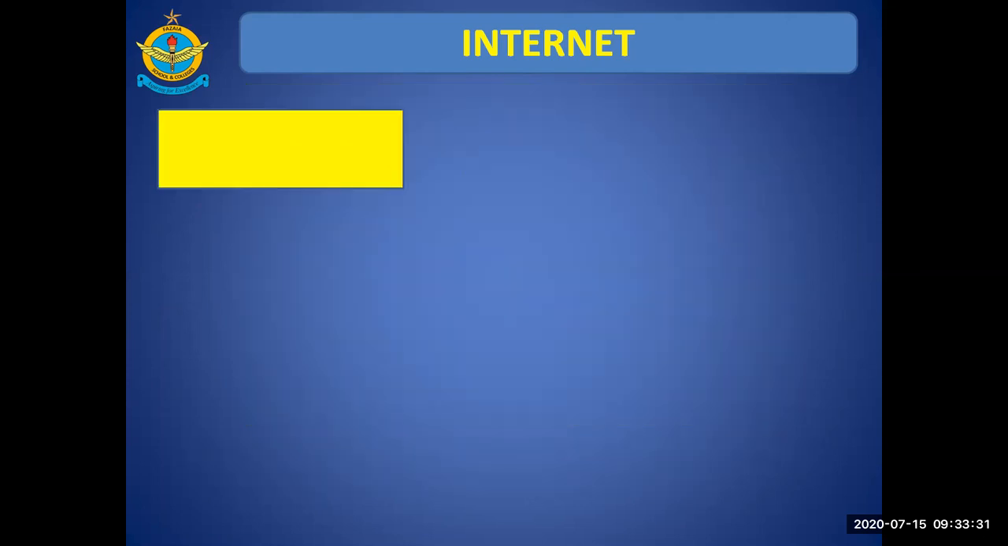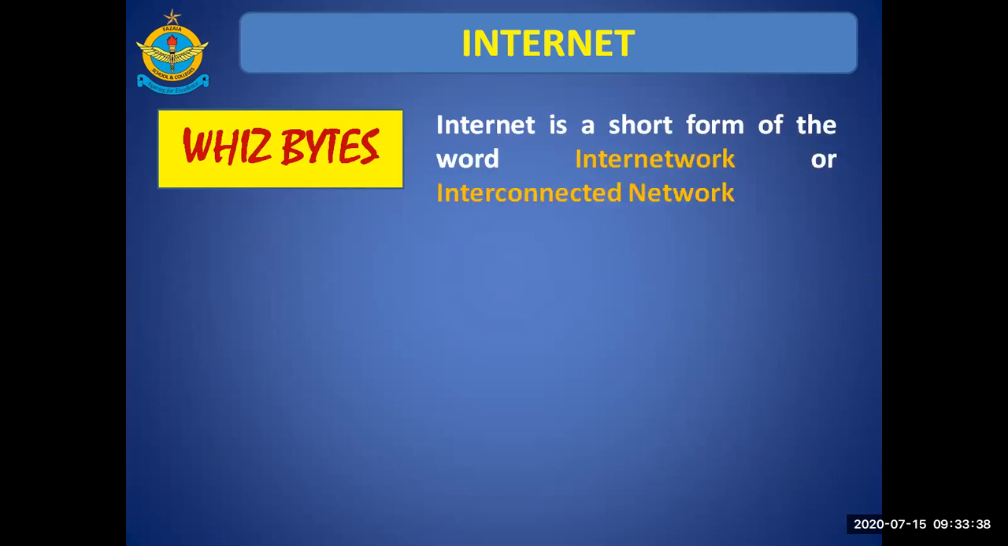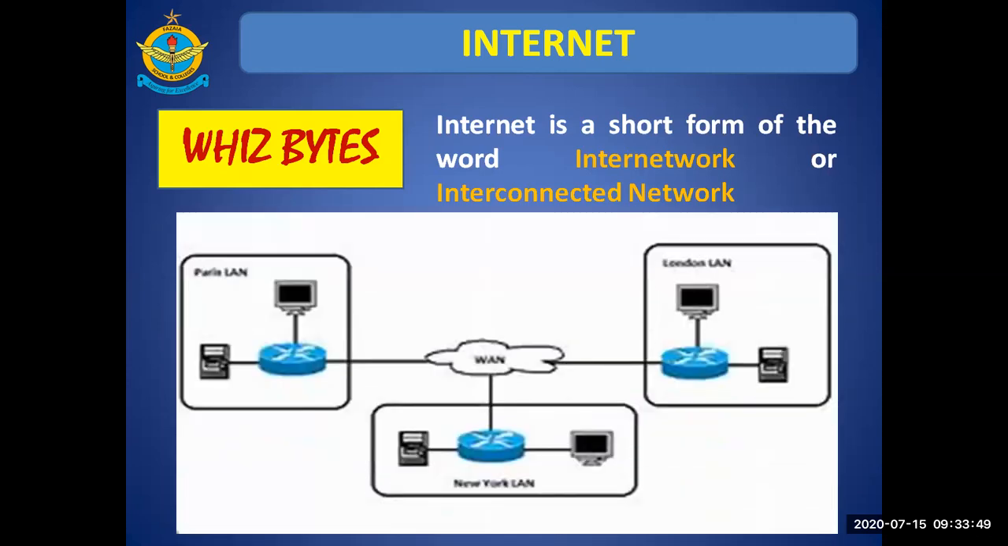But the thing is, how does internet share data, or how do we get information from data? Before that, you must know that internet is a short form of the word internetwork or interconnected network. And why is it so? Because internet is actually many smaller networks that are interconnected as a wide area network, which globally is known as the internet.